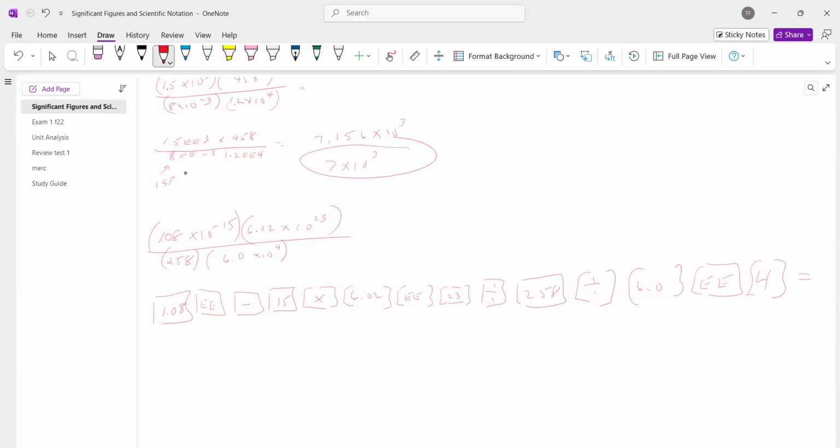That's 6.0, by the way. Okay, sig fig wise, we've got 3, 3, 3, 2. So 42 is the answer.